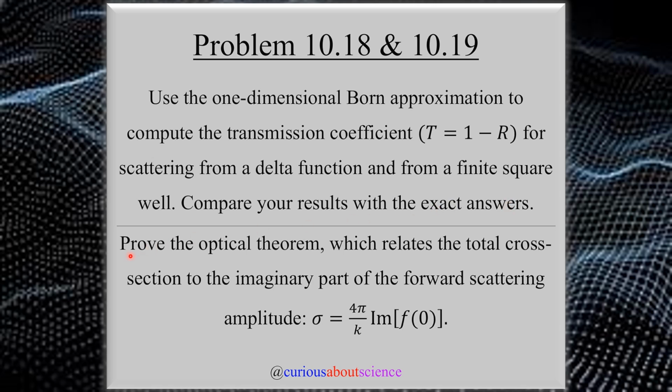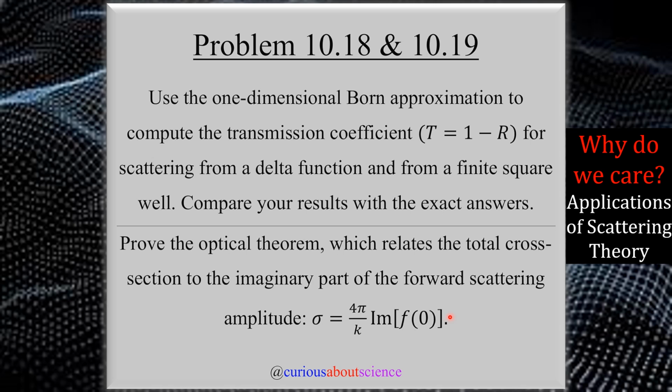And then in 19, we wish to prove the optical theorem, which relates the total cross-section to the imaginary part of the forward scattering amplitude. So sigma equals 4 pi over k times the imaginary part. Pretty darn cool. But why do we care?